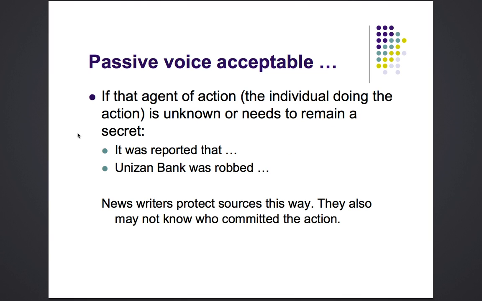Here are some more examples. If the agent of action, the individual doing the action, is unknown or needs to remain a secret, you can write something like, it was reported that, or, Unison Bank was robbed. News reporters protect sources this way. They also may not know who committed the action. So this is a case of when passive voice is used. A lot of times students see this a lot and think that that's the standard, but you really should be writing in active voice instead of mimicking what you've heard or seen before.